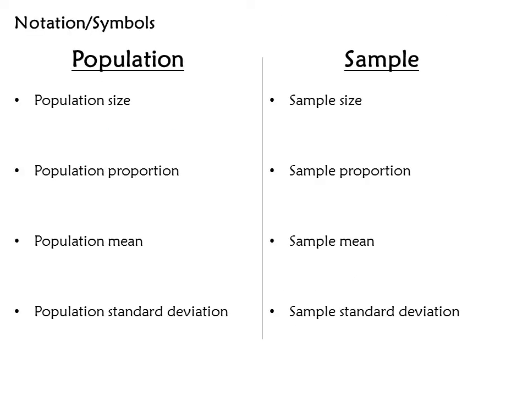So all of our symbols look like this: population size, capital N; sample size, lowercase n. Population proportion, a percentage or decimal, is lowercase p. A sample proportion we call p hat. When we're talking about the population mean, we know that as mu, sample mean is x bar, and our population standard deviation we know is sigma. Here we have s.